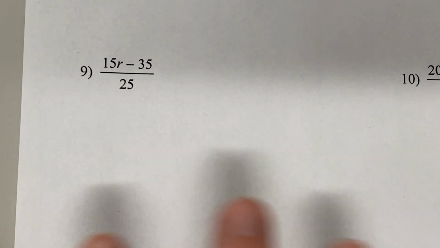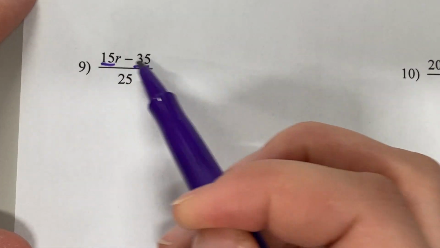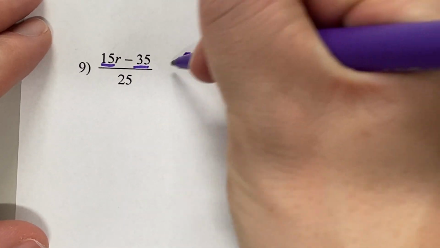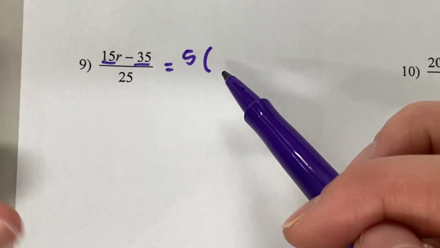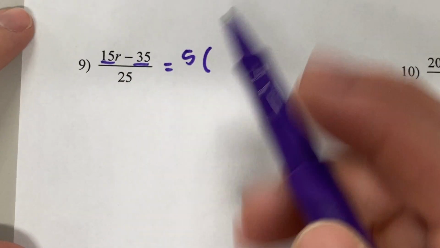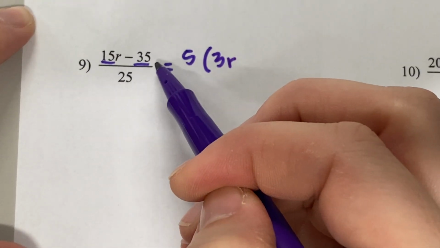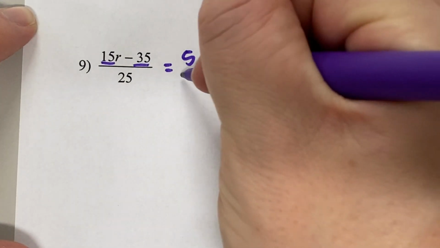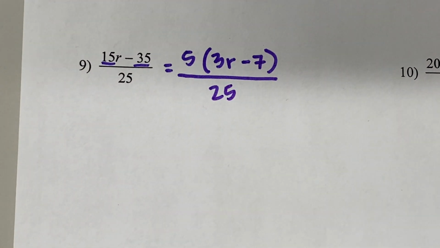Number 9. Let's go ahead and factor my numerator. Okay, look at your coefficients, your numbers. 15 and 35. Well, 15 doesn't go into 35, but I know 5 does. Okay, so I can divide out a 5 out of both these guys. Okay, can't take an r out because they both don't have an r. So then I'm left with 15 divided by 5 is 3, and then my r. Negative 35 divided by 5 is negative 7. Okay, and it's all over 25, which we can't factor. We just leave as 25.